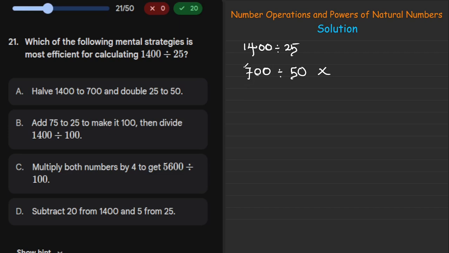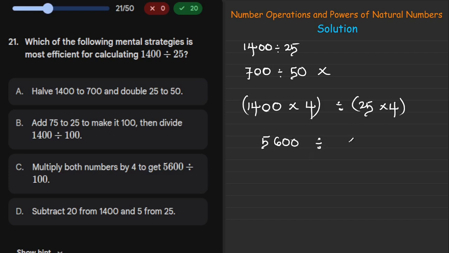It says let's multiply both numbers by 4 to get 5,600 and then 100. So what they are saying is, instead of the 1,400, let's multiply it by 4. And then for the 25 as well, let's multiply it by 4. By so doing, this gives us 5,600. Then 25 times 4 gives us 100. So this would actually work.